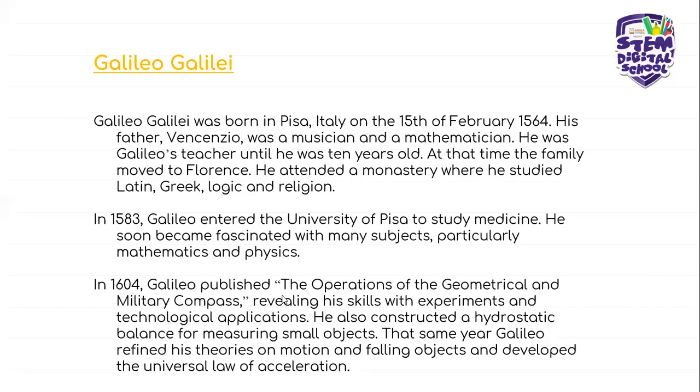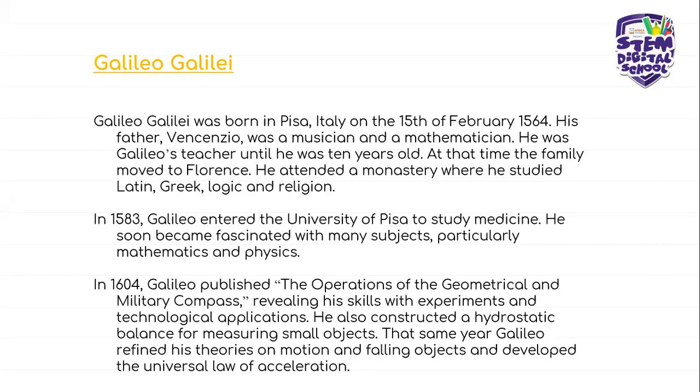Galileo Galilei was born in Pisa, Italy on the 15th of February 1564. His father, Vincenzio, was a musician and a mathematician. He was Galileo's teacher when he was 10 years old. At that time, the family moved to Florence. He attended a monastery where he studied Latin, Greek, logic, and religion.